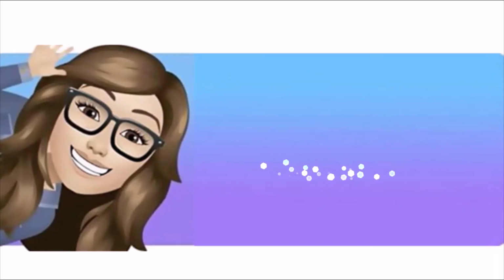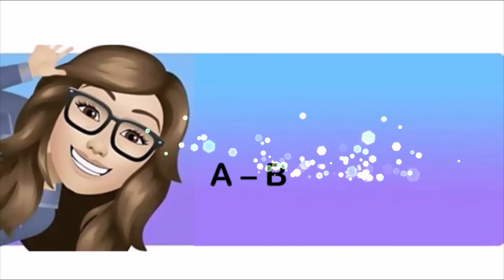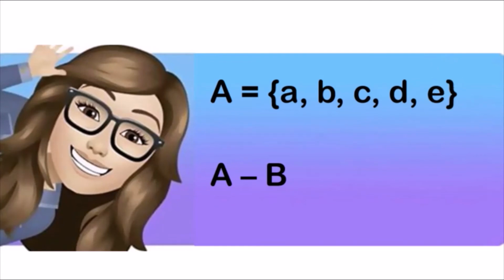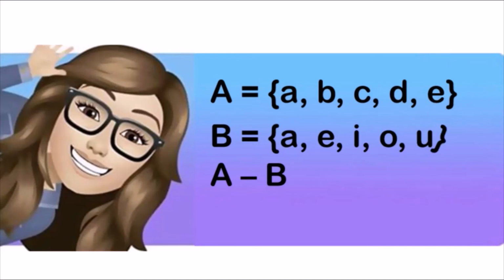Here's another example. Find the difference of set A and B. Given set A, whose elements are A, B, C, D, and E, and set B contains the elements A, E, I, O, and U. So, basically, what we're going to do is look at set A. And set A has the elements A, B, C, D, and E. And we're going to take out any that they have in common. So if you notice, these are in common. We have A and E.